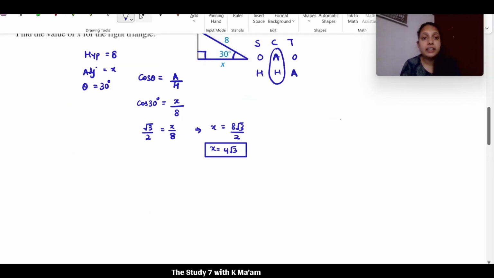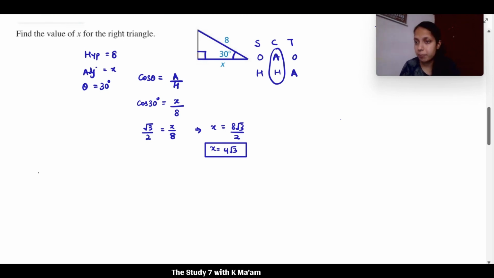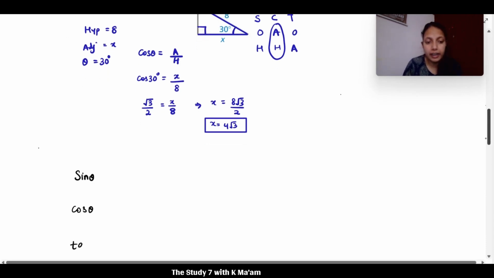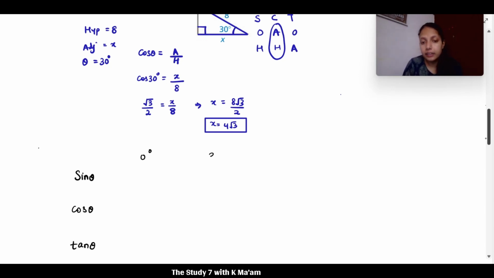Now, let's write some values. We have to remember some values for trigonometric functions, and this is very easy to remember. See, sine theta, cos theta, and tangent theta. We will basically remember these three. Sine theta, cos theta, and tangent. First is 0 degree, 30 degree, 45 degree, 60 degree, and 90. You have to divide each term by 2.